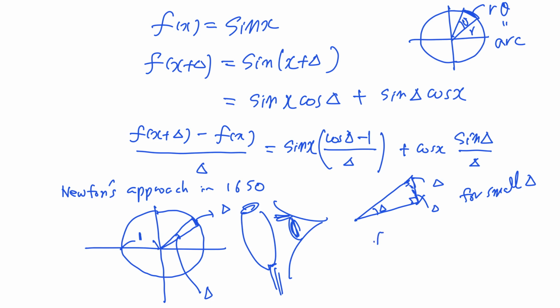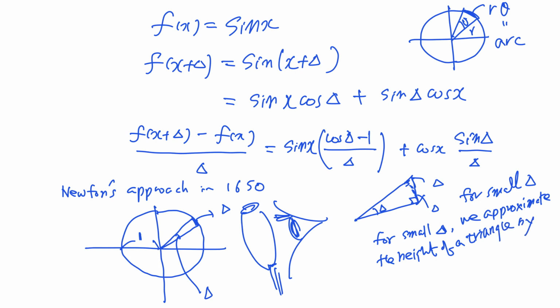So that means for small delta, we approximate height over triangle by the arc length delta. And what is this length? Square root of 1 plus delta square, right? So in that case, it actually works for very small delta. And that's what Newton did about 380 years ago to derive the formula for the derivative of sine x.